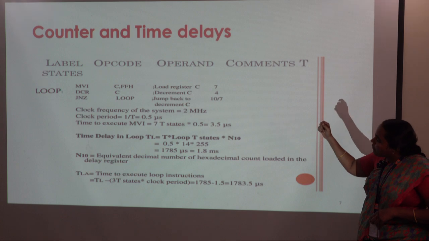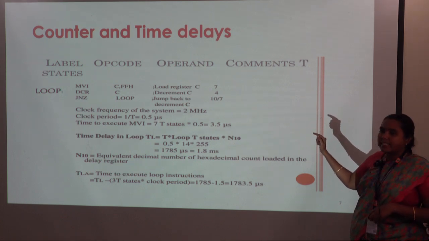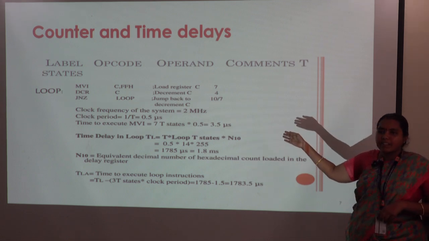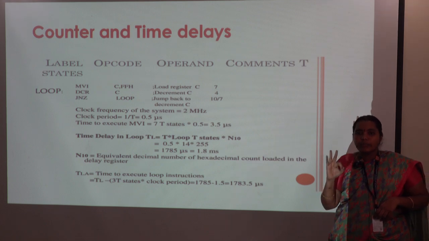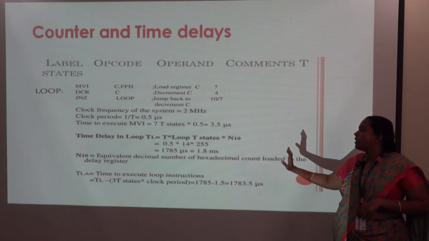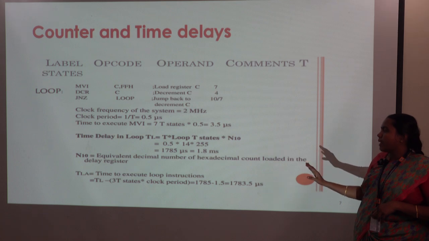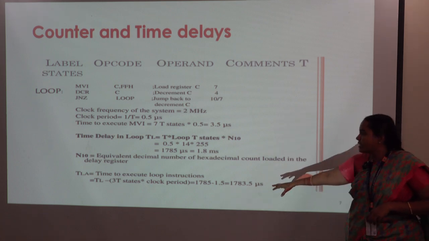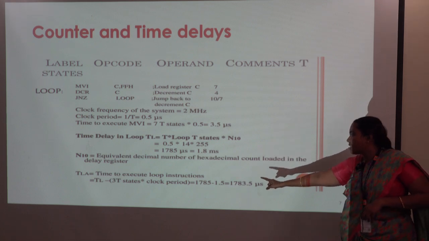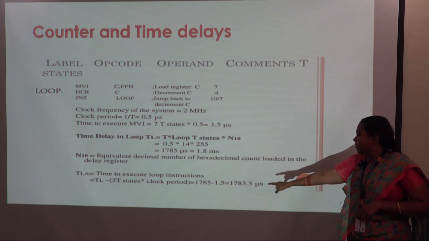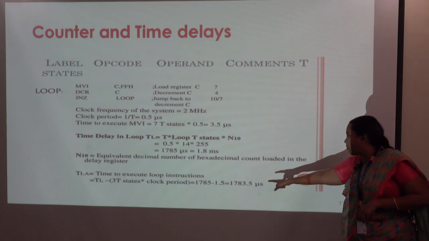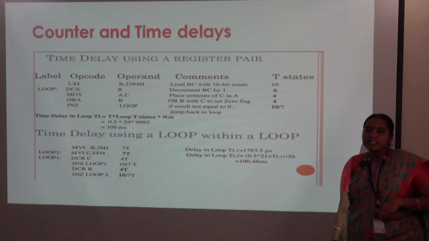From this loop, the jump on no zero instruction carries 10 T states, but we have to exit from the program, which requires 7 T states. So it requires 3 T states, one extra that we had added. To find the exact time delay, we have to subtract the 3 T states. This is the adjustable time required for the loop instruction. 1785 minus 3, into the clock period 0.5, gives 1.5 microseconds. So the entire program executes with a time delay of 1783.5 microseconds. Okay, this is the sample program.